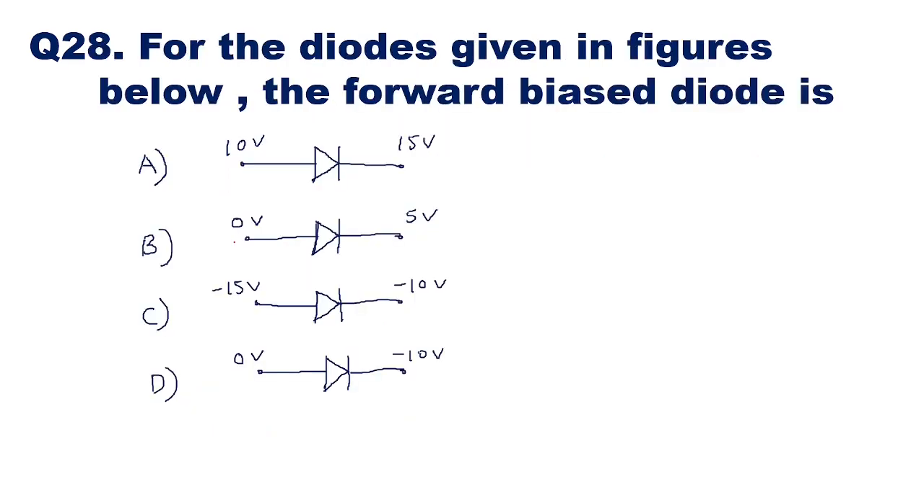Then we'll go to the next question, question number 28. For the diodes given in the figure, which one is the forward bias diode? Here you can see this is the anode of the diode, this is the cathode of the diode.